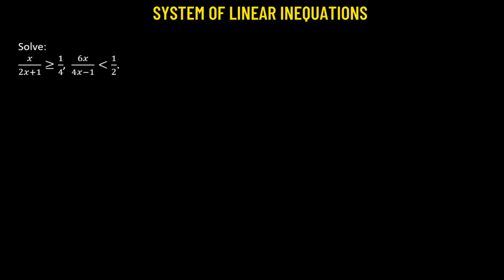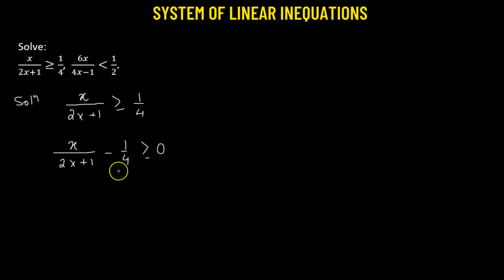Let us solve the following system of linear inequalities. So we'll begin with the first one. So we have x divided by 2x plus 1, greater than or equal to 1 over 4. We'll transpose 1 over 4 from the right hand side to the left hand side to get x divided by 2x plus 1 minus 1 over 4 greater than or equal to 0.